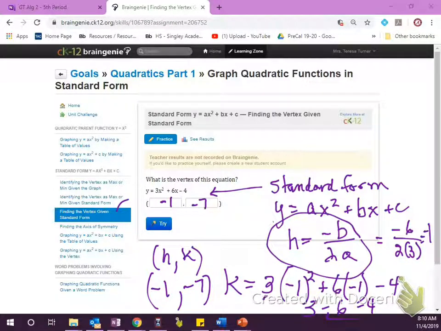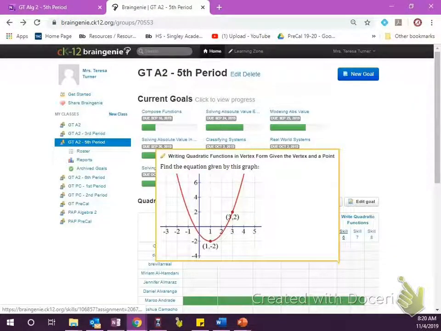Okay, any questions about how to find the vertex given the standard form? That was the first skill you're supposed to practice in your Brain Genie. Now, your Brain Genie is not due until next class, but what I suggested was that you at least attempt one of each problem by today. So given a vertex and a point, you use the vertex form.